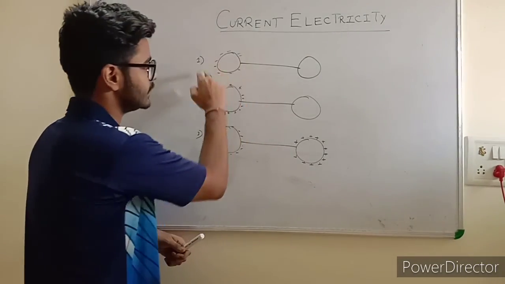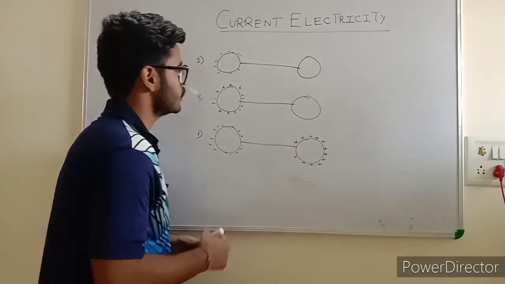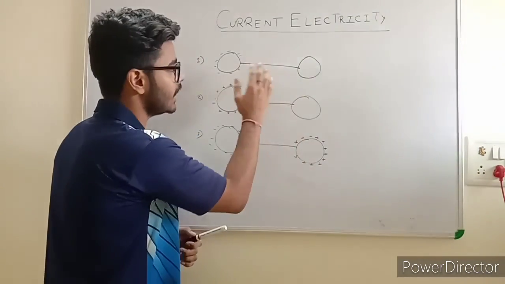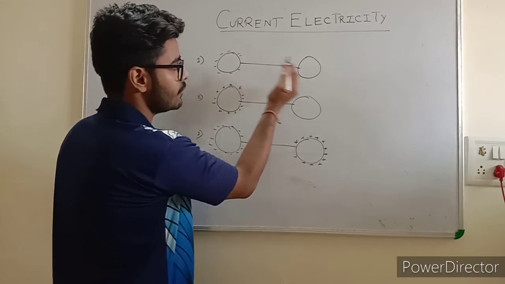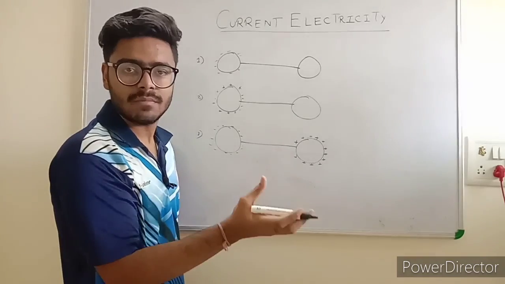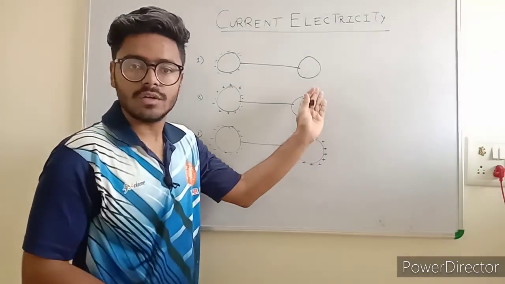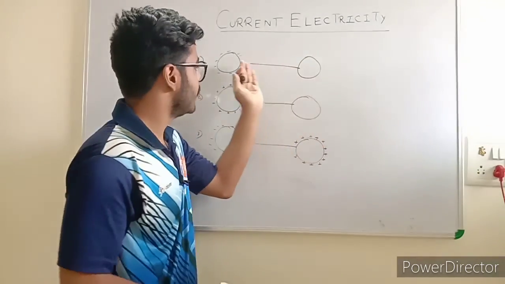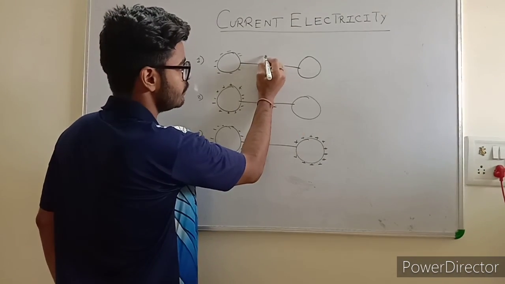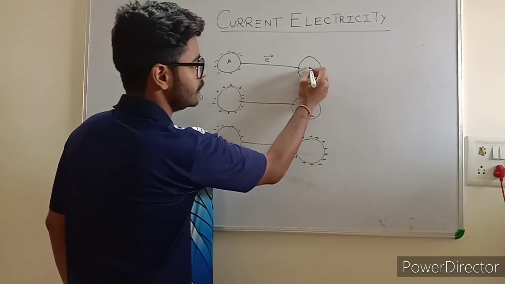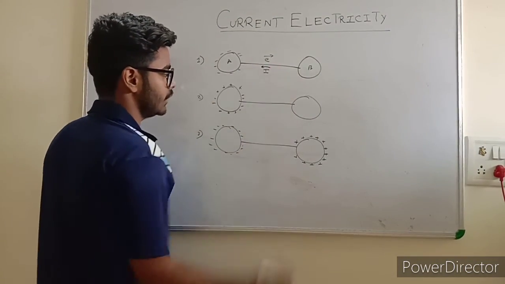You can see this is a negatively charged body, and this is the neutral body. So where will the electrons move? It is obvious that the negative charge ions will move towards the body which has more positive ions. If it has the same number of neutrons and protons, but here there are only neutrons, meaning no protons, the electrons will move from body A to B, so the current will be opposite, from B to A.